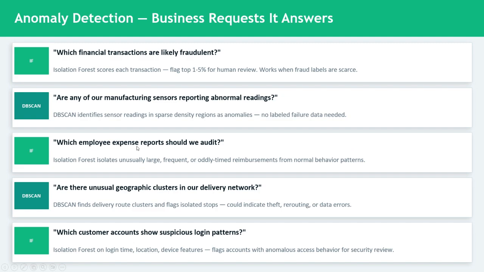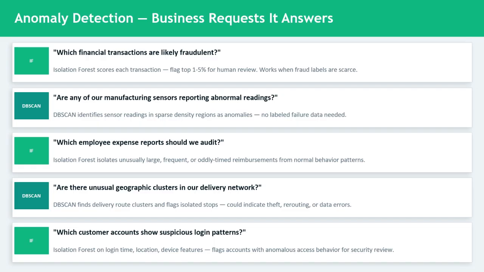Which employee expense report should we audit? Again, this is a question of priority. We would like to audit everybody and do a full review, but we can't do that. That's too expensive. That's too labor intensive. So we need to use data analytics to narrow down the scope to see what is at highest risk. Which expense reports are most anomalous? The underlying assumption is that if it has a high anomaly score, then it's most likely carrying risk behavior and needs to be reviewed. IsoForest isolates unusually large, frequent, or oddly timed reimbursements from normal behavior patterns.